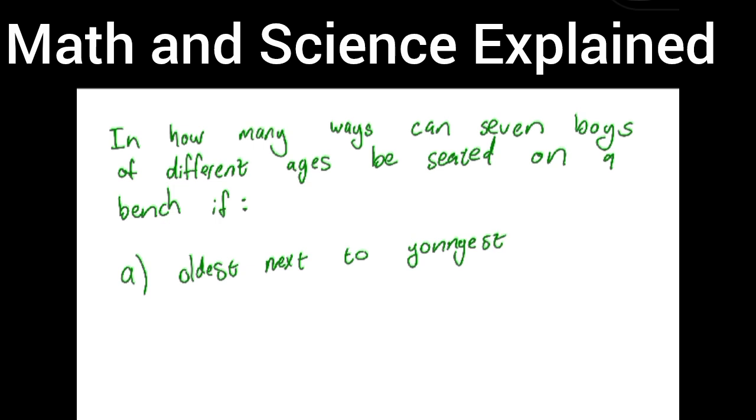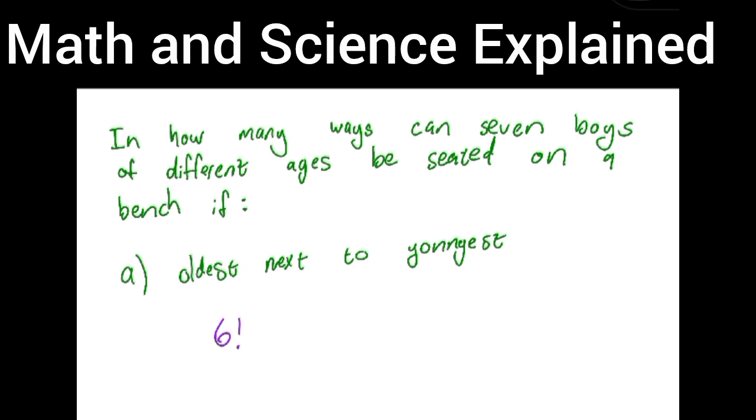Well, let's think about this for a second. Surely if the oldest boy sits next to the youngest boy, we can sort of treat them as a single object that can move around together. So essentially we've just got 6 different objects that we're arranging in a bunch of different ways. And so we can see that there's just going to be 6 factorial different ways in which we can arrange these 6 objects.